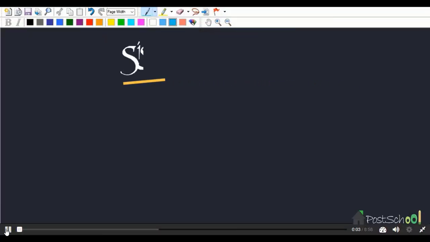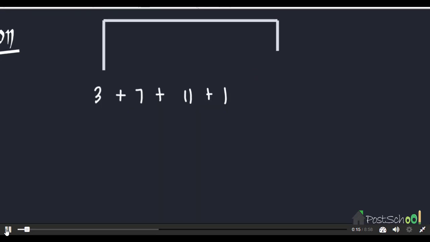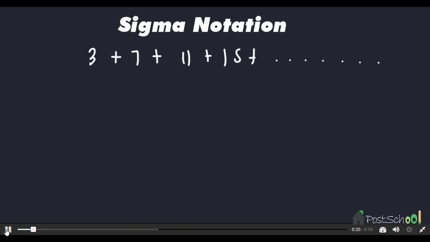Alright, so now let's do sigma notation. We are still going to use the example that we were using before, which was the series 3 plus 7 plus 11 plus 15 plus ... Let's say we want to represent this series in sigma notation. The first thing that we need to do is to find the general term of this series.